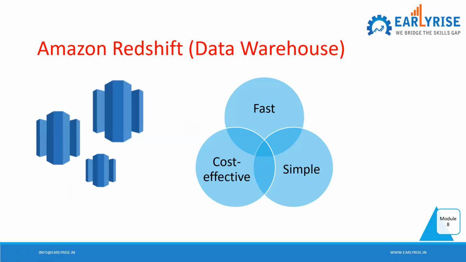So this is about that, and then you have Redshift, a data warehouse offered by Amazon. As you see, it is a fast, cost-effective and simple solution, right? Amazon claims that compared to the other database warehouses available in the market, it is 10 times faster than all of them. So you can understand, if they are claiming that, right?